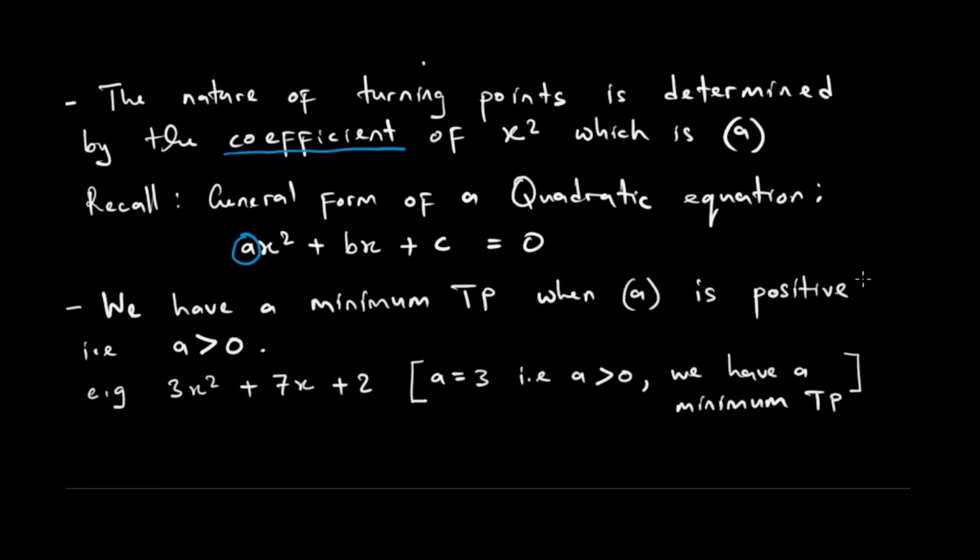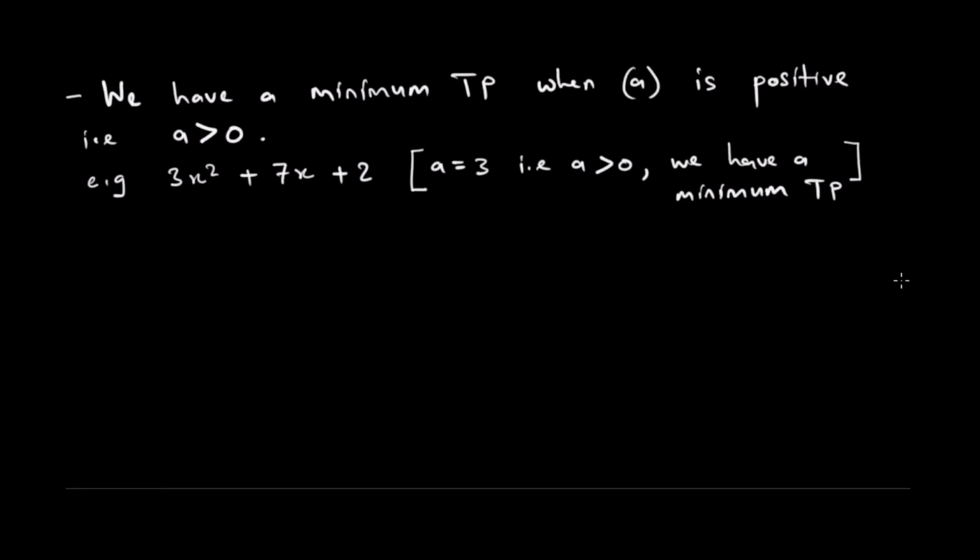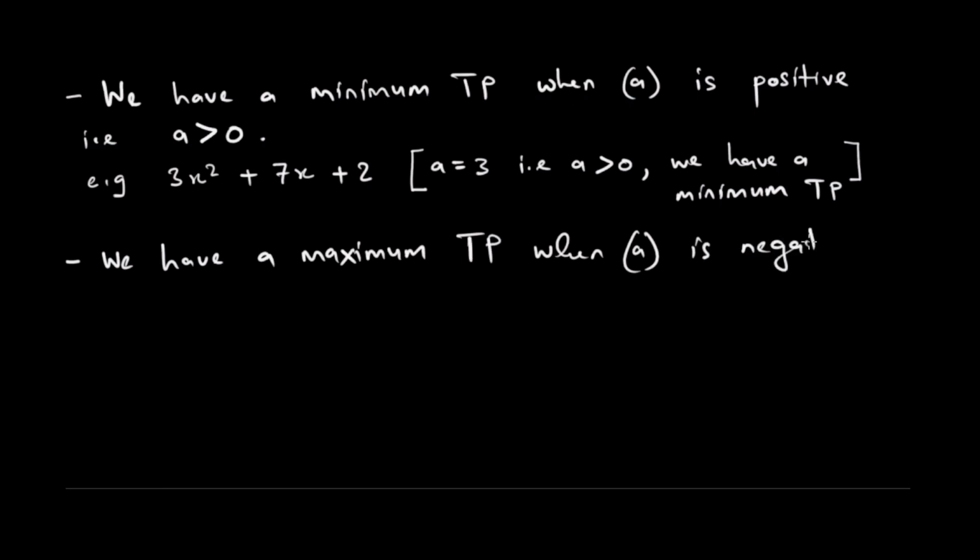Okay, what about the opposite of this? Let us write it as a point. We have a maximum turning point when A is negative, that is A less than 0. That's when we have a maximum turning point.